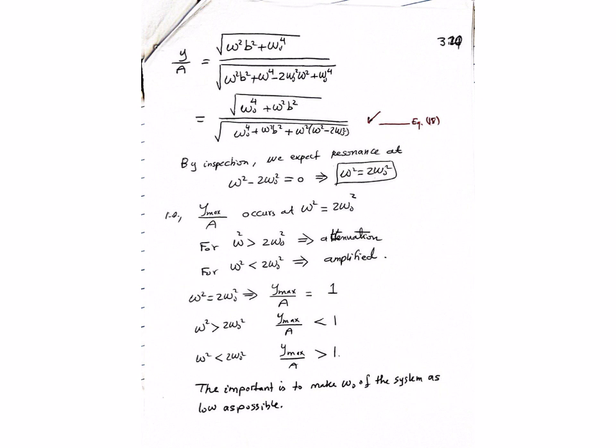Now we have the three cases. Omega squared greater than 2 omega 0 squared, or less than or equal to that. The first one leads to the attenuation case. The second one leads to amplification. We already discussed this before. So the important thing here is to make omega 0 for the system as low as possible.